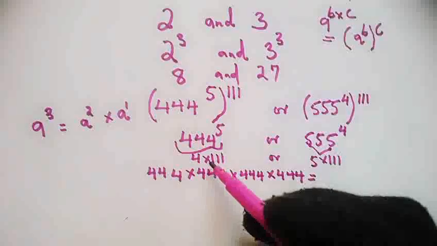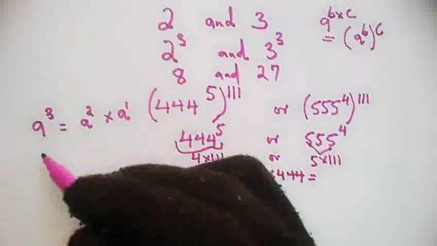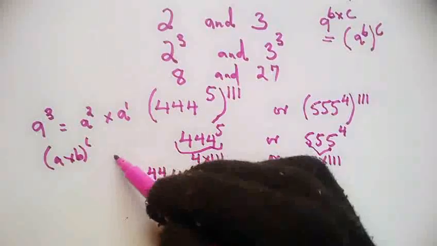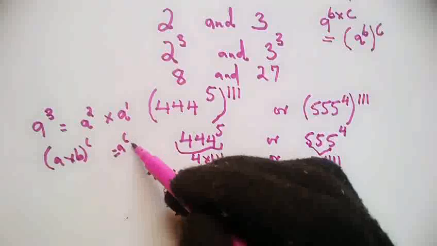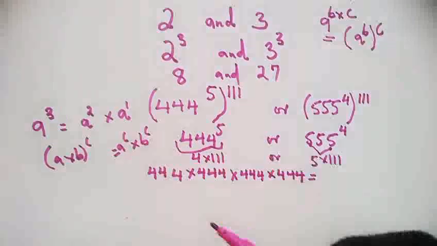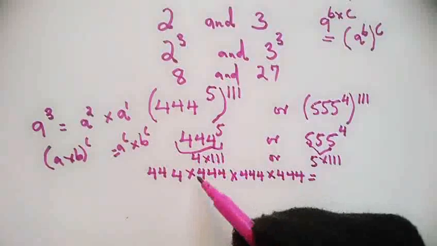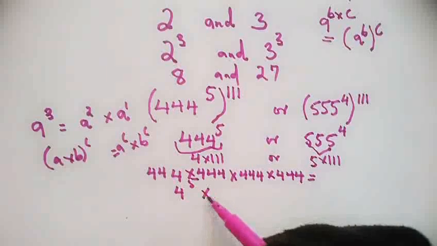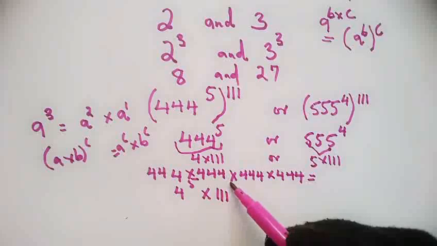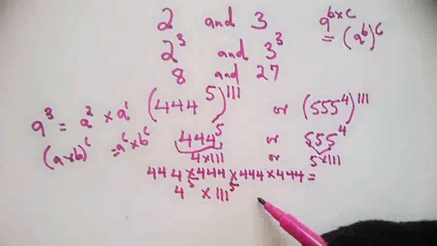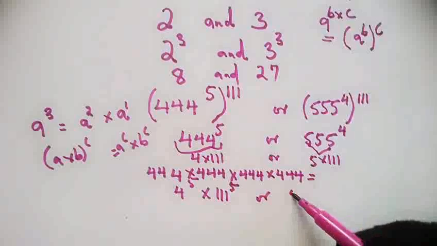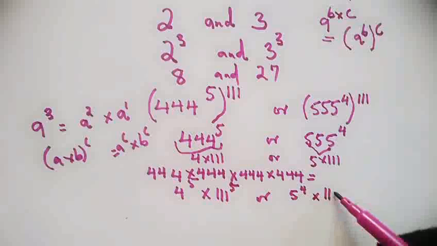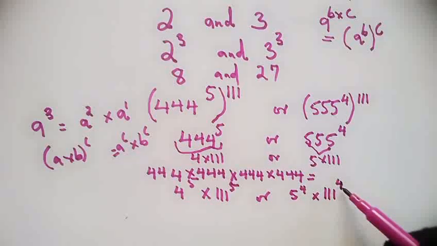So another thing we need to know here is that a times b raised to power c is the same as a raised to power c times b raised to power c. So what do we have next here? We have 4 raised to power 5 times 111 raised to power 5, or here 5 raised to power 4, times 111 raised to power 4 here.